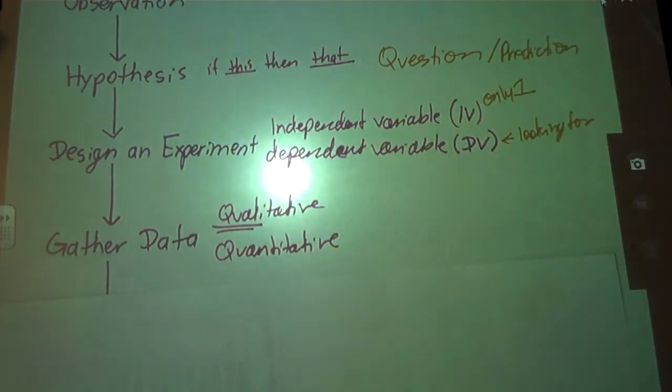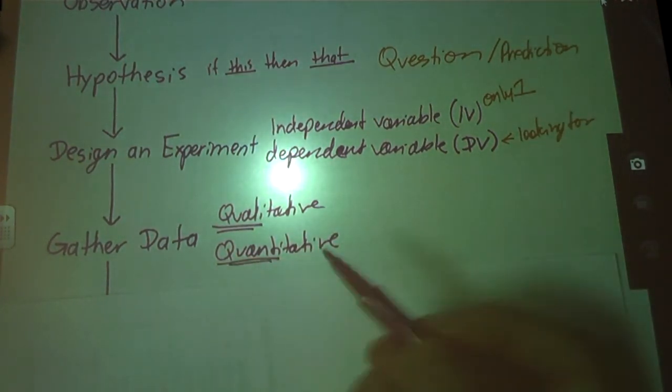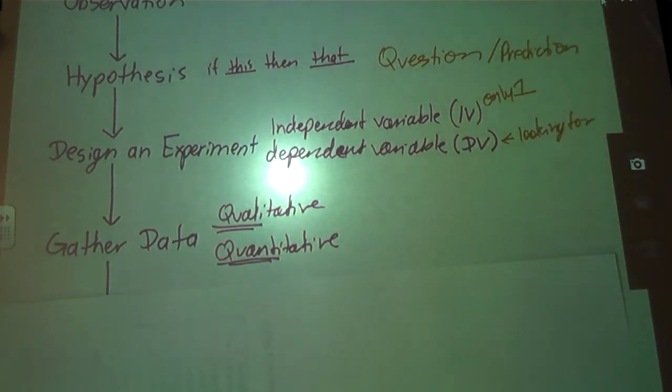Ideally, we want to have quantitative data. Think quantity, numbers. So you must be able to gather data in some form or fashion. Oh, I forgot something else with your experimental design. Independent variable, dependent variable, I forgot to mention controls and constants.